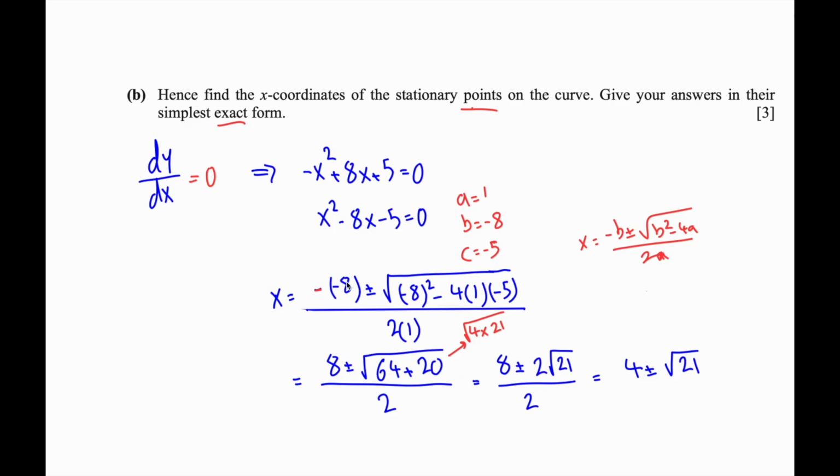Over here, minus with -8 is +8, and everything here is divisible by 2. Therefore, I'm going to go ahead and do that. In the numerator, I get 4 plus minus square root of 21, which cannot be simplified further. And that's my final answer.